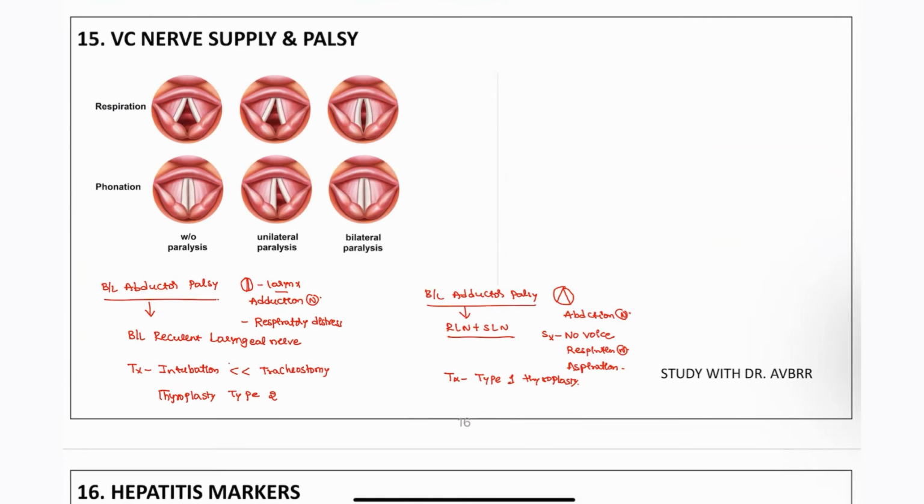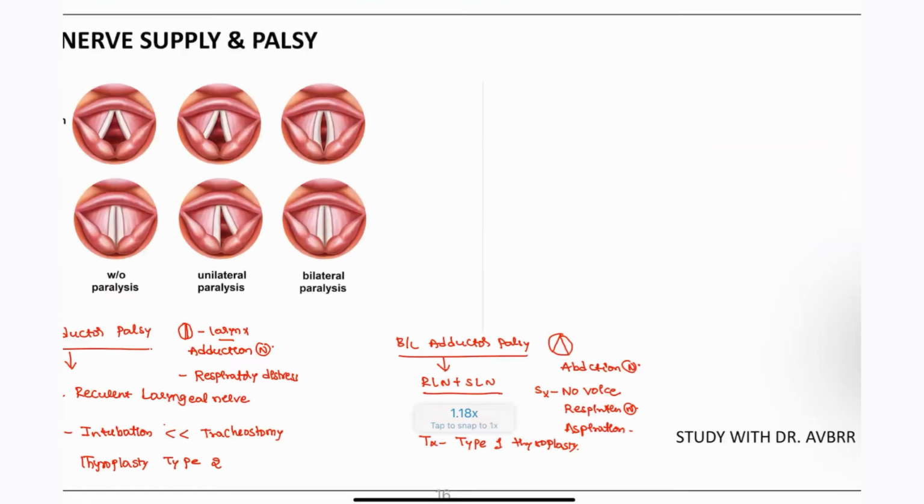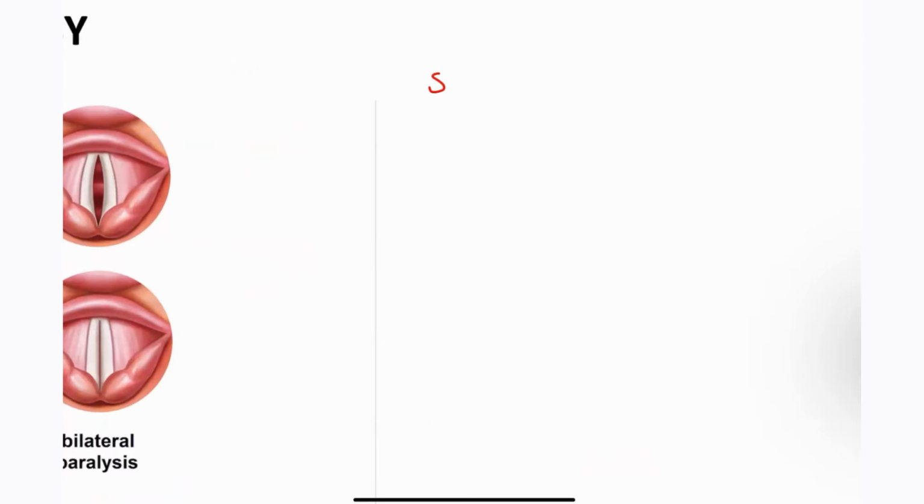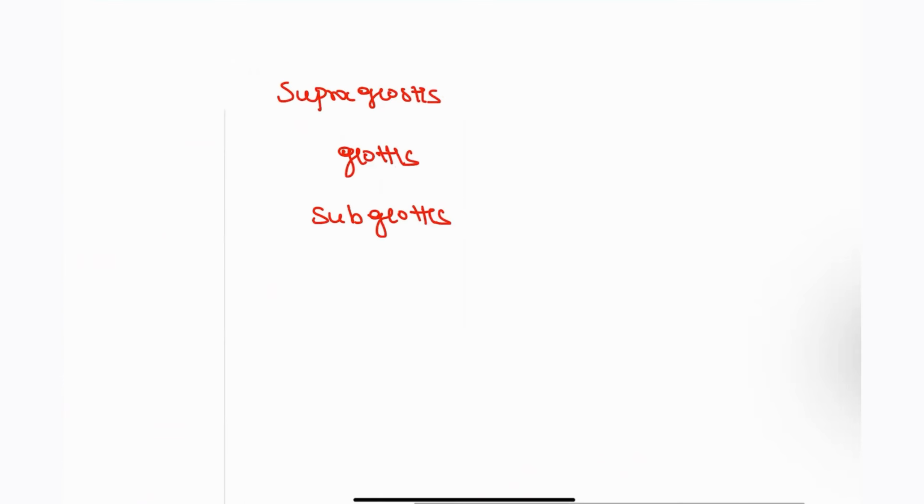Now I haven't discussed what the nerve supply is here, right? First, remember how the nerve supply will be seen in this patient. There are three different structures: the supraglottis, glottis, and subglottis. For the normal patient, the supraglottis is supplied by the inferior laryngeal nerve.